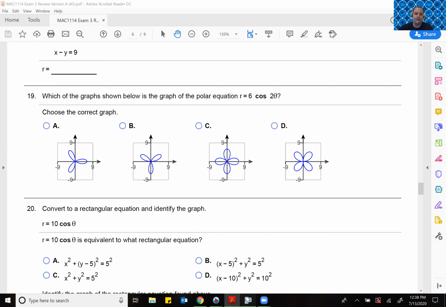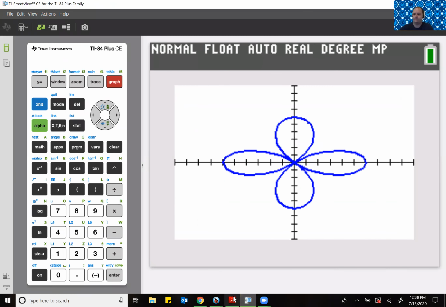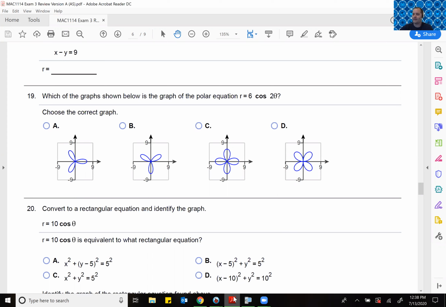Okay, my calculator doesn't want to come back up. There it is. Yep, C. Let the calculator do it.